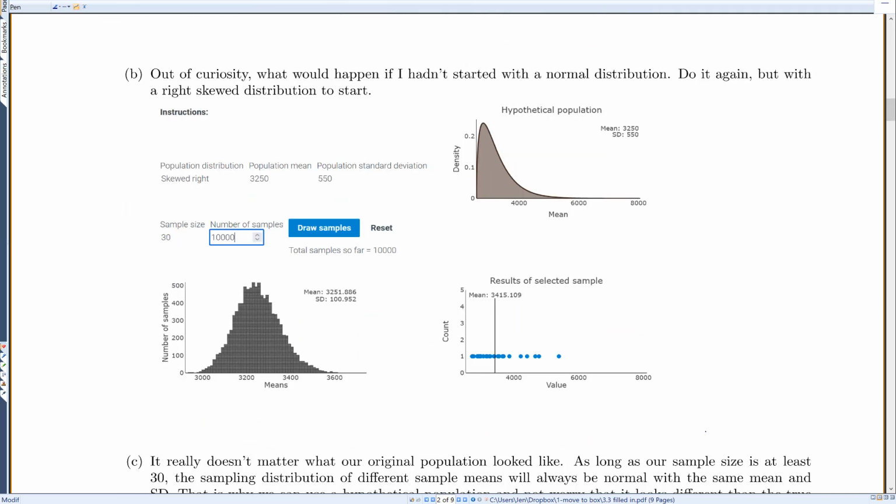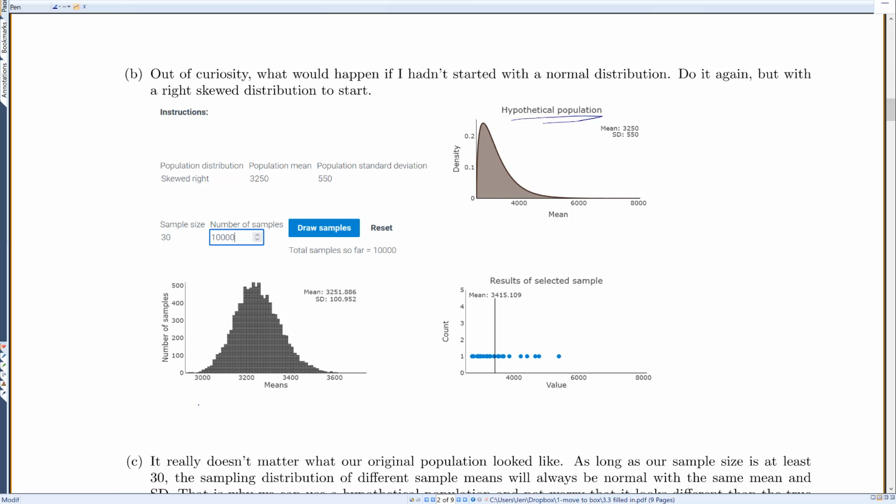Now, out of curiosity though, what would happen if I hadn't started with a normal distribution? So we can do it again, but we can tell it to do a distribution that's skewed right. So I go back through the exact same process, but for my population, I say skewed right, and I put in the same mean and standard deviation. So this is my actual population here. So it starts with a different population. Okay, I do a sample size of 30, 10,000 samples, and notice my distribution. It looks almost exactly the same.